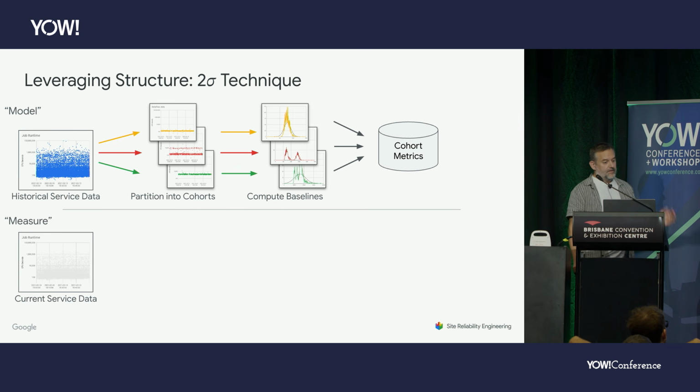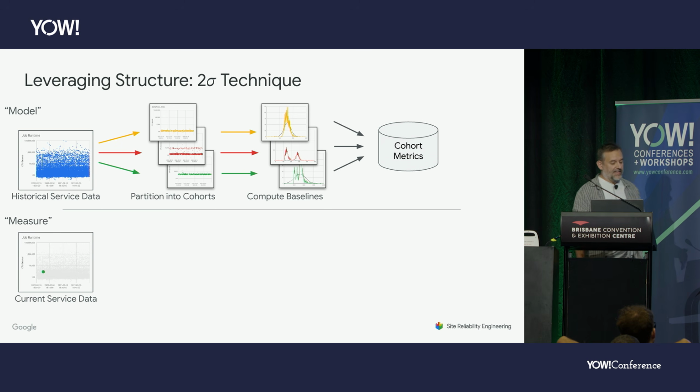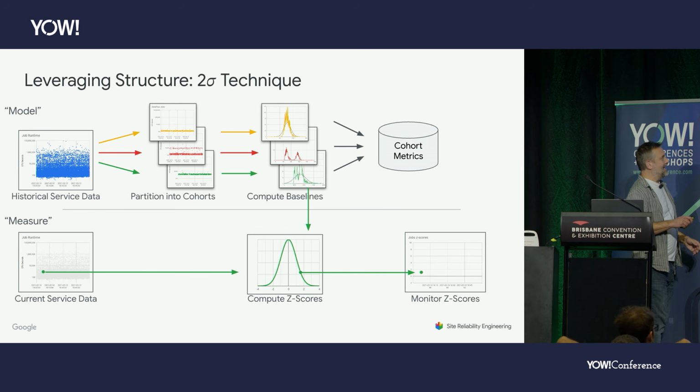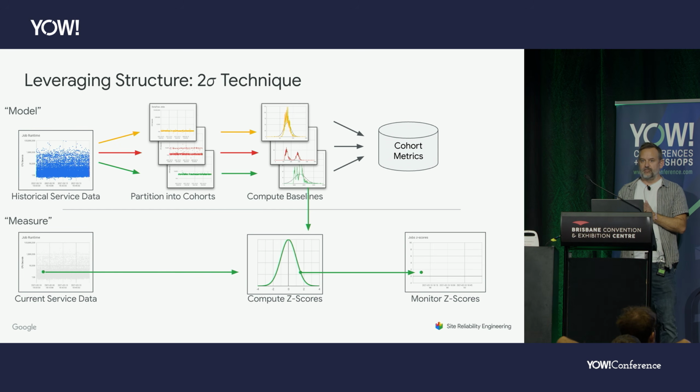And then, as events come in, you've got current service data, and for each event that comes in, you compare it to the metrics that you've got, and you compute the z-score. So what's the z-score? The z-score is basically how many standard deviations away from the mean the latency for that request is. So a z-score of 1 is 1 standard deviation away from the mean. A z-score of 2 is 2 standard deviations away from the mean.